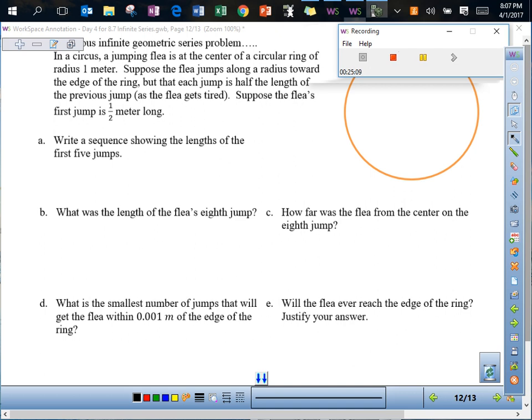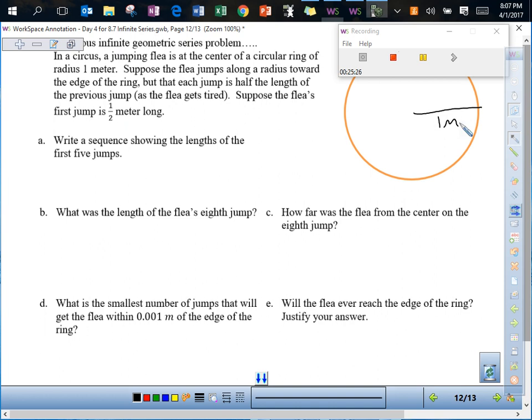Kind of a famous problem, a puzzle problem. It says a famous infinite geometric series problem. In a circus, a jumping flea is at the center of a circular ring of radius 1 meter. So I know I've got a radius of 1 meter. Suppose the flea jumps along the radius towards the edge of the ring, but that each jump is half the length of the previous jump because the flea gets tired. Suppose the flea's first jump is a 1/2 meter long. Write a sequence showing the lengths of the first 5 jumps.